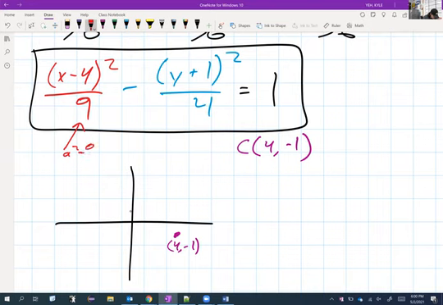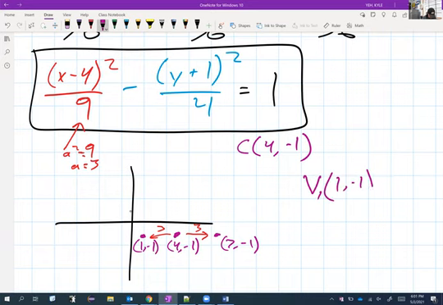A squared is 9. A equals 3, right? Now, the x's are positive, so that means its transverse axis is in the x direction. I should go 3 this way to find a vertex, 3 this way to find a vertex. So that means my vertices would be (7, -1) and (1, -1), going 3 each way from the center. And so I can kind of just write that out. Vertex 1 is at (1, -1). Vertex 2 is at (7, -1).